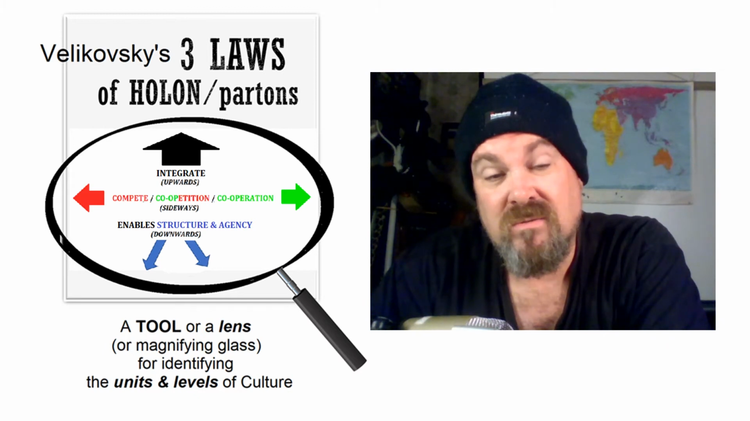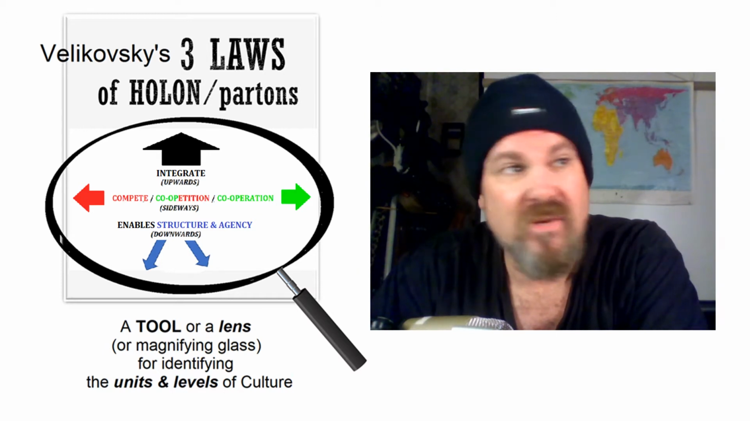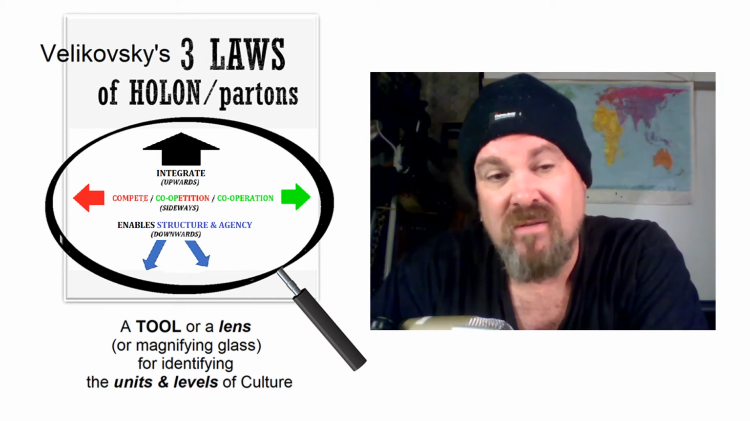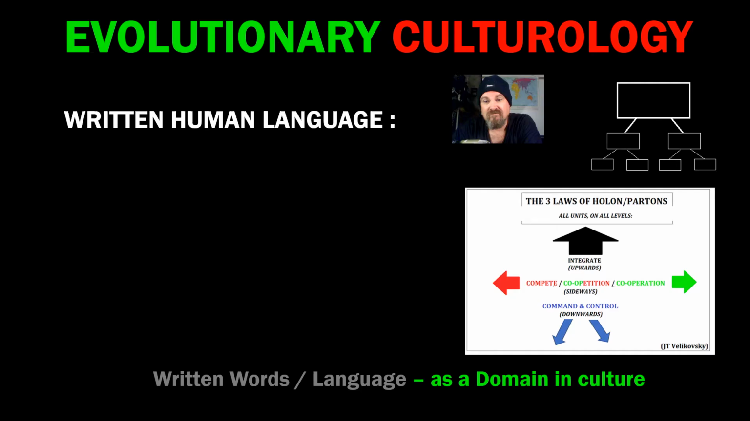So there's your tool for analysing culture or biology. Look for units and levels that do those 3 things all at once. That's a way to identify discrete units in either biology or in culture. So for example, with written words or language as a domain in culture, you've got an alphabetical letter as a unit and level at once.